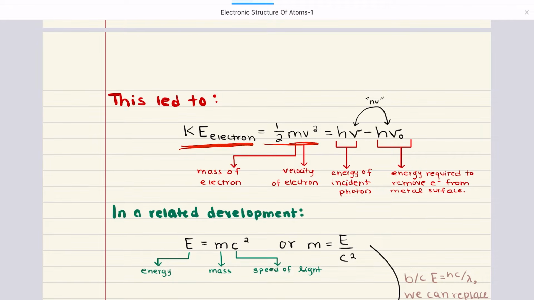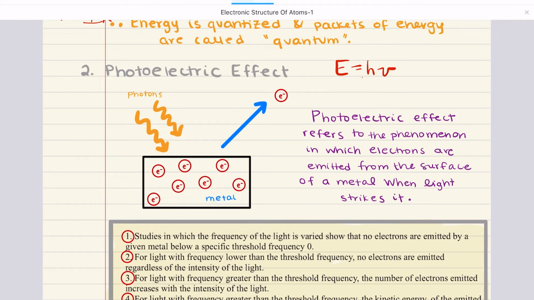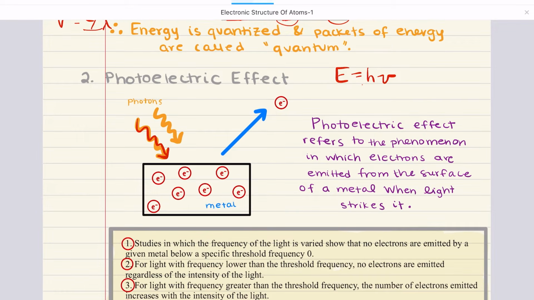That is equal to the energy of the incident photon coming in to hit the metal surface minus the energy that's required to remove an electron from the metal surface. So in short, if the frequency of the photon hitting the metal surface is enough to emit an electron, then that electron will be emitted. And then any frequency higher than that will just correlate to that electron being emitted with more kinetic energy.